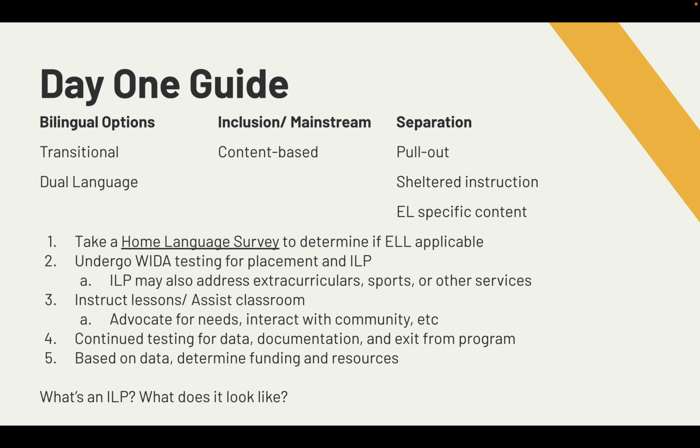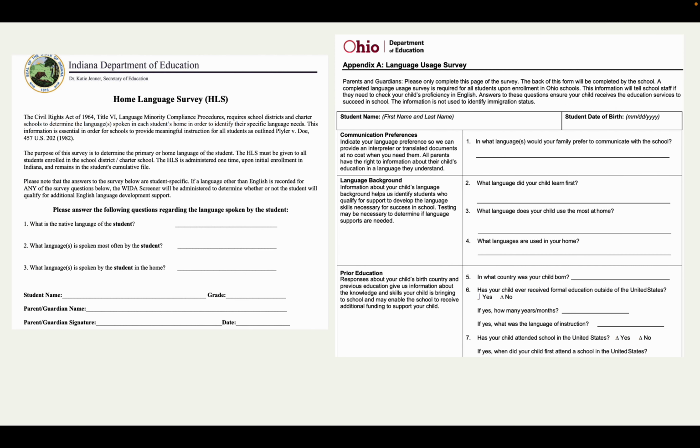To help illustrate some of these concepts, I want to show a home language survey and an ILP. So here's a home language survey from Indiana and one from the Department of Education in Ohio. We can see that they kind of ask similar questions, specifically what the student's language is at home and what they speak most often. Based on that information, the school can determine if the student has English language learning needs.